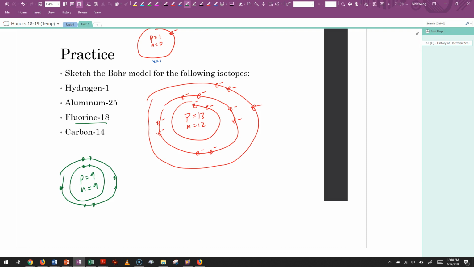I'll let you try carbon-14. Kind of following the same pattern here, identifying the nucleus and then assigning the right number of electrons. All right, that'll do it.